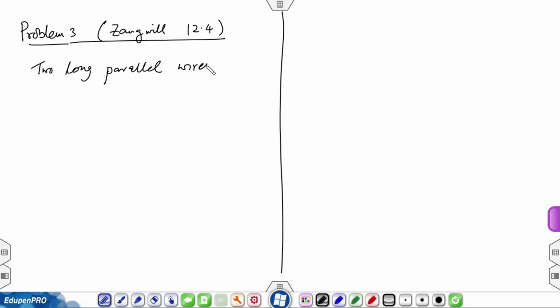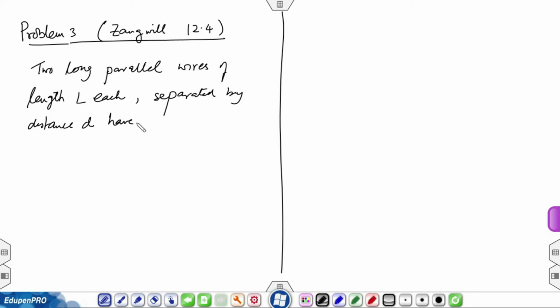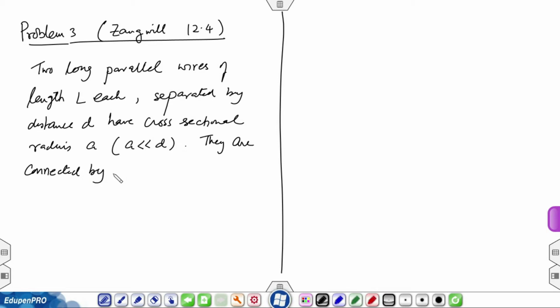parallel wires of length L each, separated by distance d, have cross sectional radius A much less than d, and they are connected by a U-turn at each end to form a closed circuit.